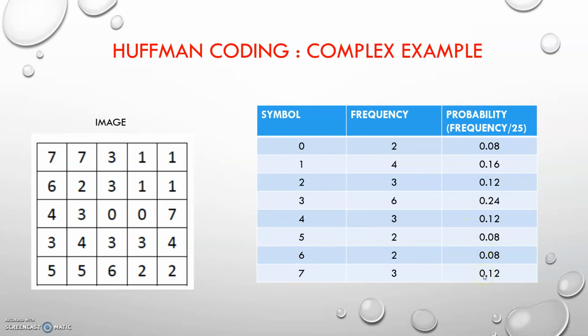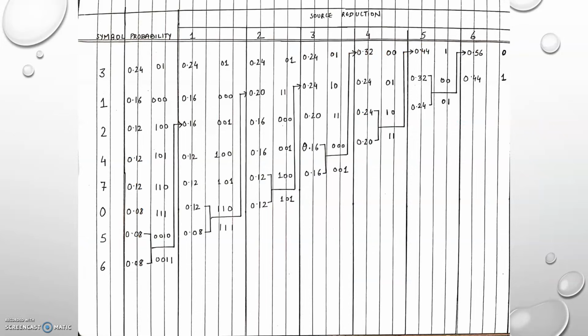Now for Huffman coding, what we have to do is arrange these probabilities in a sorted manner. And how? In decreasing order. So that is what I did over here. I arranged them in decreasing order, so my symbols are 3, 1, 2, 4, 7, 0, 5, 6. I wrote the probabilities over here.